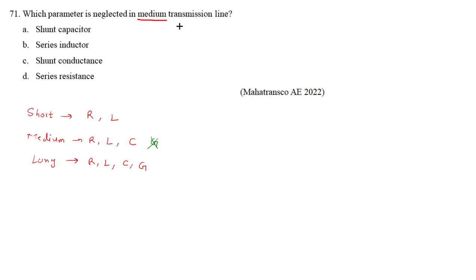So parameter neglected for medium transmission line is shunt conductance. The reason of neglecting shunt conductance in case of medium transmission line is that the length of medium transmission line is less than 200 km, and shunt conductance arises due to the flow of leakage current over an insulator, and this leakage current is less because medium transmission line has a small length less than 200 km and also the voltage level is less than 100 kV. So therefore shunt conductance is neglected. So correct answer it will be option C.